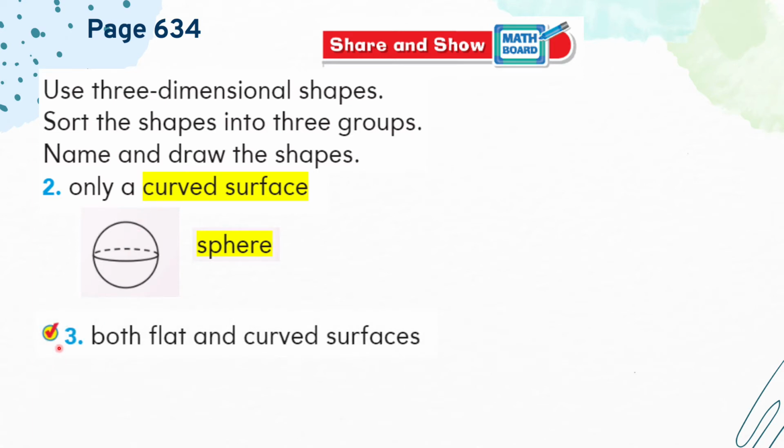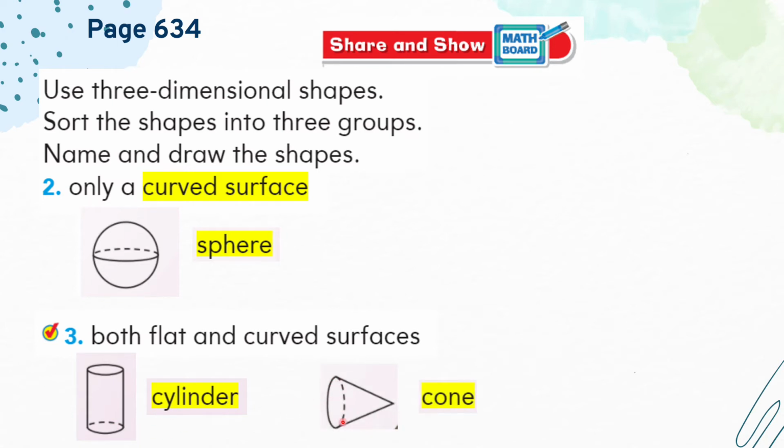Looking at the third part of the same question. Now I'm going to name a three-dimensional shape which has both flat and curved surfaces. So which are those three-dimensional shapes? Let's see. We have a cylinder. Now in this cylinder you're going to see we have these curved surfaces and we have a flat surface as well. And then you see we have a cone which has a curved surface as well as a flat surface. So both cylinder and cone have both flat and curved surfaces.